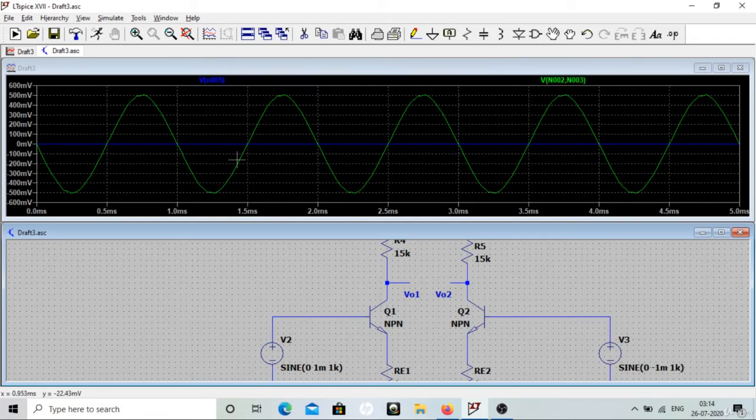This is the VN5, this guy. So I'll remove it, I'll double click, let's say. So here you can see it is going from 0 to -500 or +500. So the gain is of around 500.